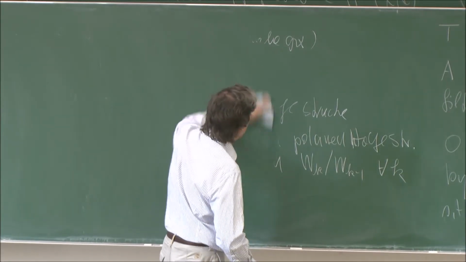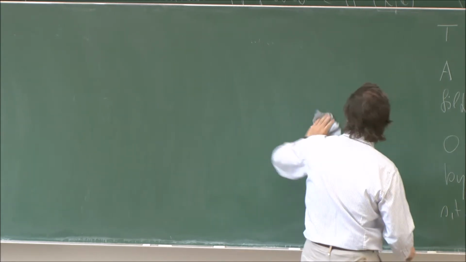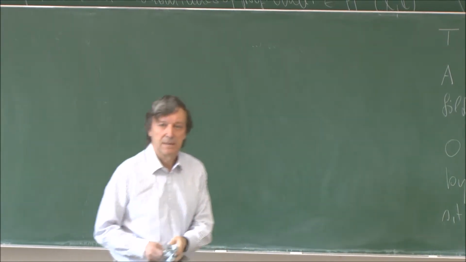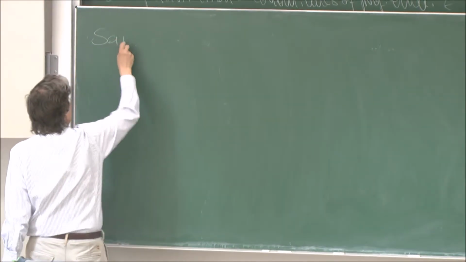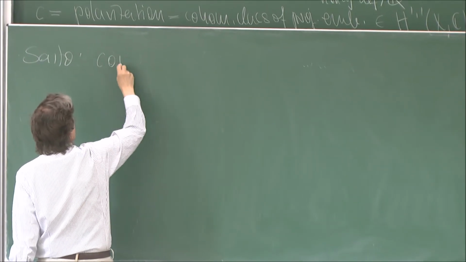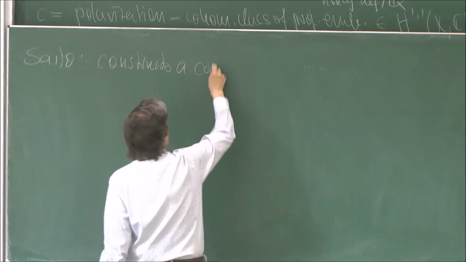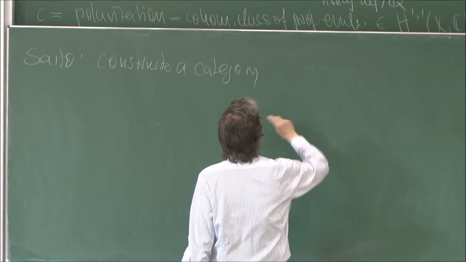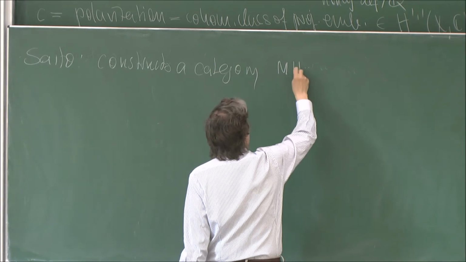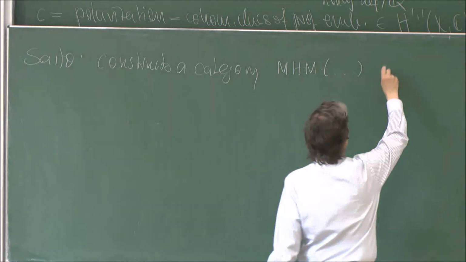Okay, yeah, I have to go slightly over time. I need another 10 minutes or so. So then we construct a category, namely MHM of X. So this is mixed Hodge modules.